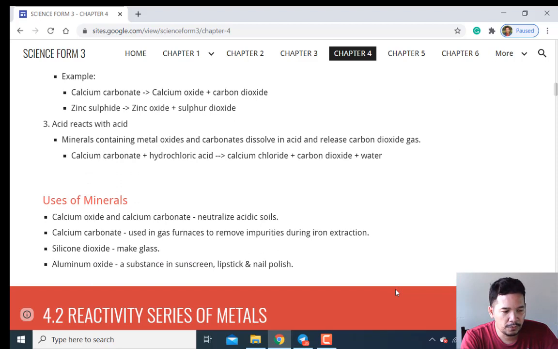Uses of minerals. Calcium oxide and calcium carbonate are used to neutralize acidic soil, and calcium carbonate is also used in the blast furnace to remove impurities during iron extraction. Silicon dioxide is used to make glass, and aluminum oxide is a substance in sunscreen, lipstick, and nail polish.